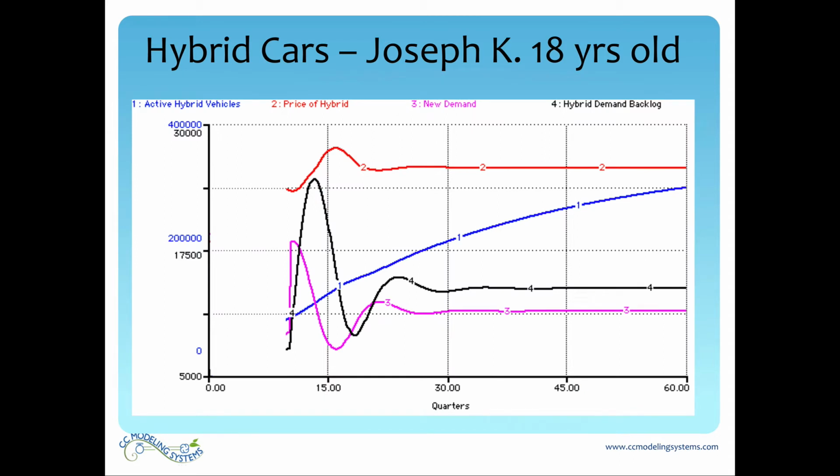The behavior of the model is shown in this graph. At quarter 10, there is a spike in hybrid car demand. That causes a spike in the backlog of hybrid car orders, which increases the price of the cars. Note that this model was not started in a steady state situation. So quarters 1 through 9, those results are not shown, but they look just like the results shown for quarters 10 through 18.